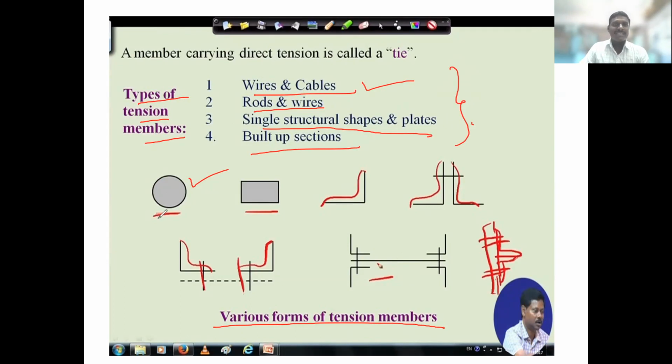So the wires and cables are in the form of this circular bar. Then rods and wires again in the form of a square. So square rod, circular rod, square wire, circular wire we have seen, which carry the tensile force. So where are we using this circular rod as a tension member?